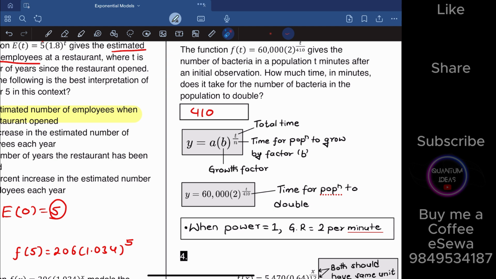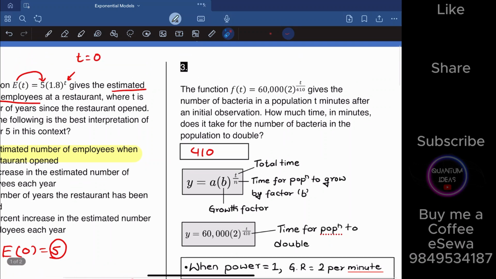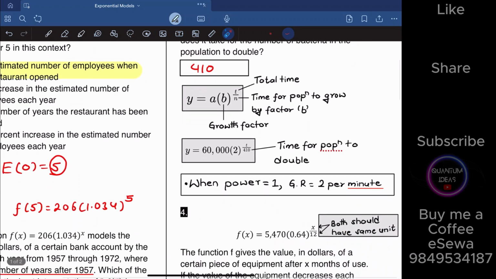You can also say, when you equate this power to 1, this growth rate will denote the number of bacteria growing per minute. Okay, 2 means bacteria are growing 2 per minute. You can also estimate like that. So there are multiple ways to solve this problem. Okay, let's see number 4.